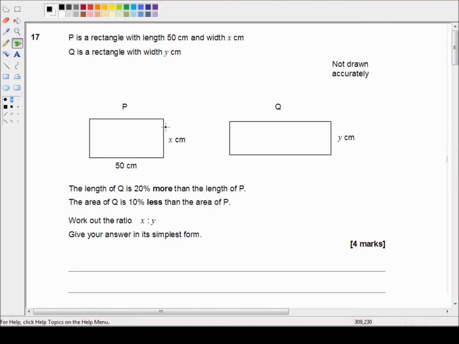In this video we're looking at the second paper in the higher tier of the June 2017 past papers. This is a calculator paper, so we are allowed to use calculators, and we pick it up in question 17.